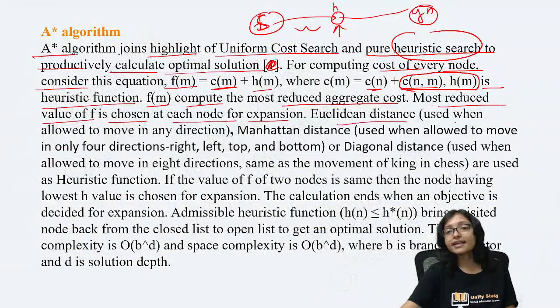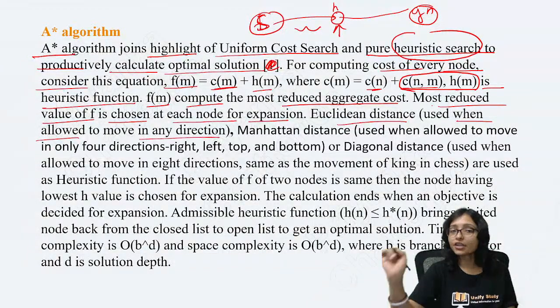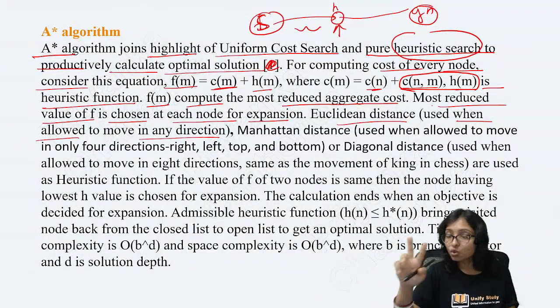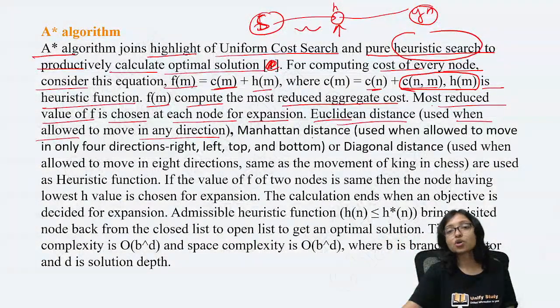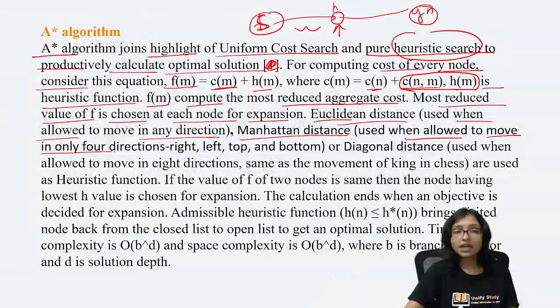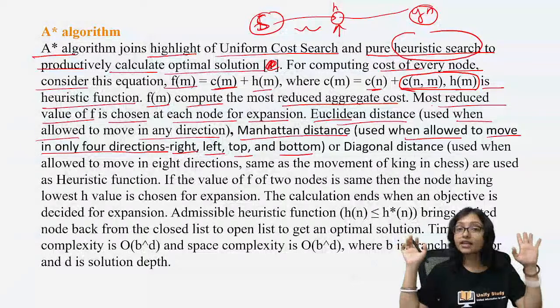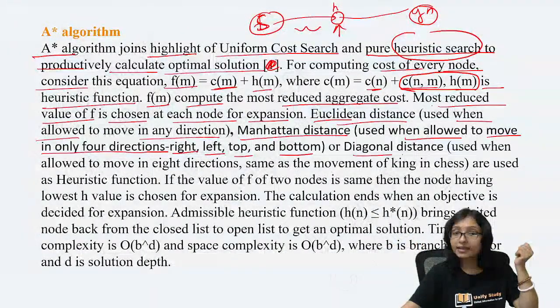The Euclidean distance is used when we allow movement in any direction. There are two types of distance. We can use the Euclidean distance, or we can use the Manhattan distance. Manhattan distance is used when we are allowed to move in only 4 directions, that is right, left, top, bottom, or maybe diagonal distance also.